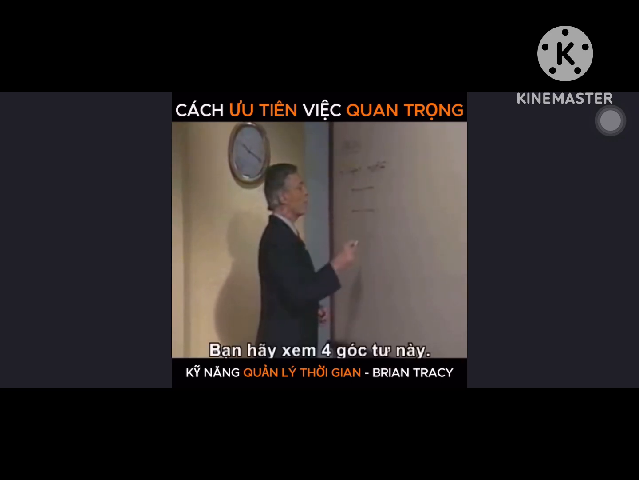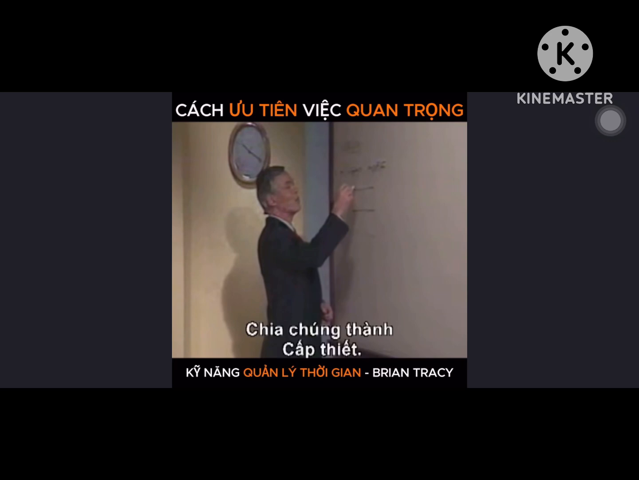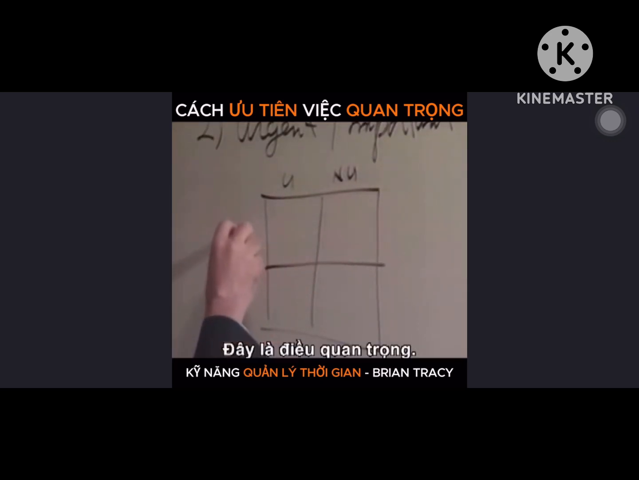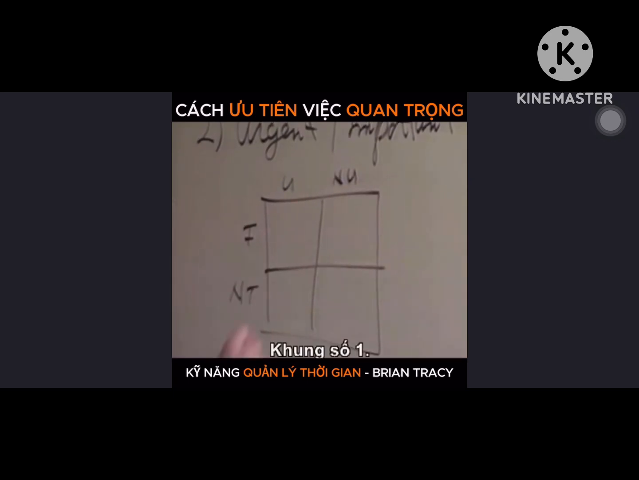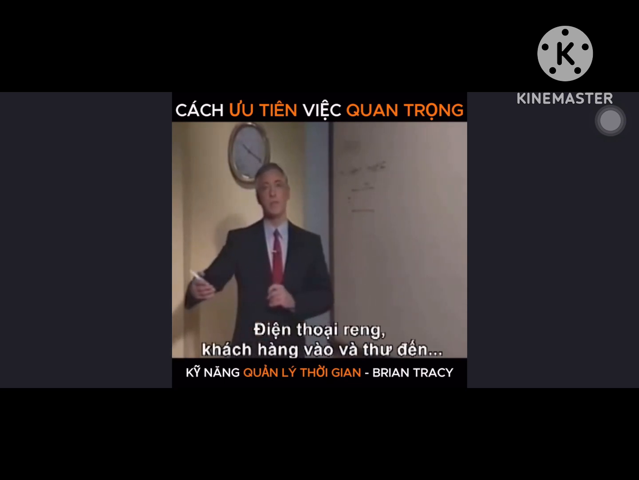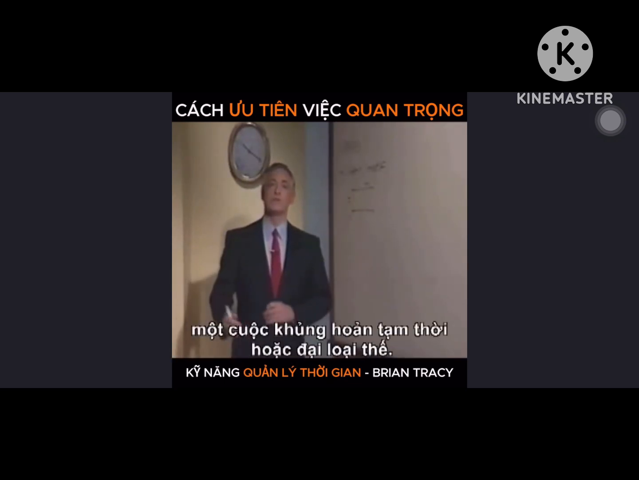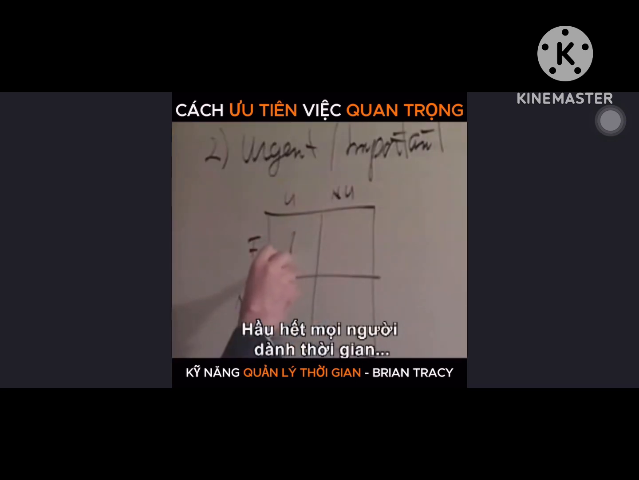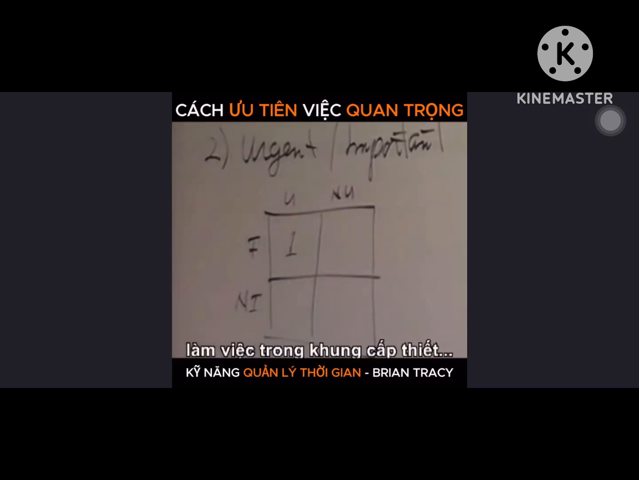If you take these 4 quadrants, you find that there are things that are urgent and things that are not urgent, and there are things that are important and things that are not important. Now, the first quadrant is quadrant 1. These are the things that are both urgent and important. Telephones ringing, people coming in, mail, a temporary crisis, problems, interruptions, and so on. Most people spend most of the time working in the area of the urgent and apparently immediately important.